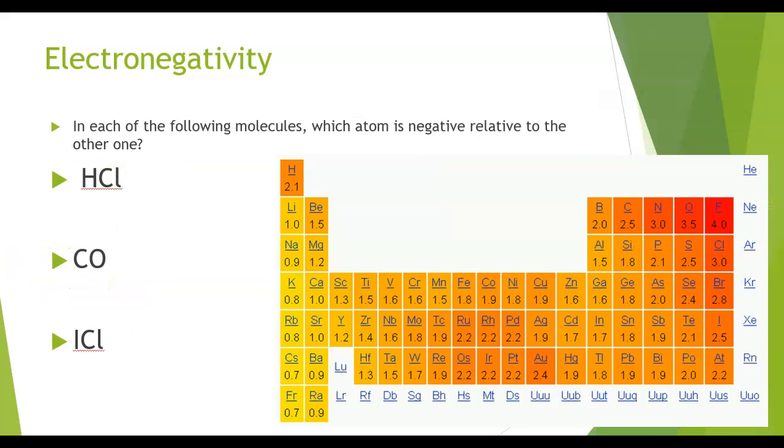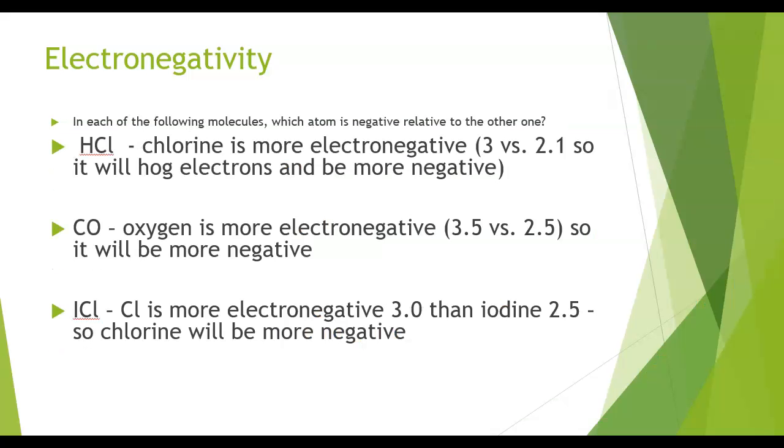So if we practice that same idea, which atom is going to be negative relative to the other one? So hydrogen is 2.1, chlorine is 3, so the more electronegative atom will hog the electrons more and will be partially negative. You can go ahead and pause and try the other two. So if we look, carbon and oxygen, oxygen is more electronegative, so it will be negative. And then this is iodine and chlorine, so chlorine is more electronegative, and so it will be more negative compared to the iodine.